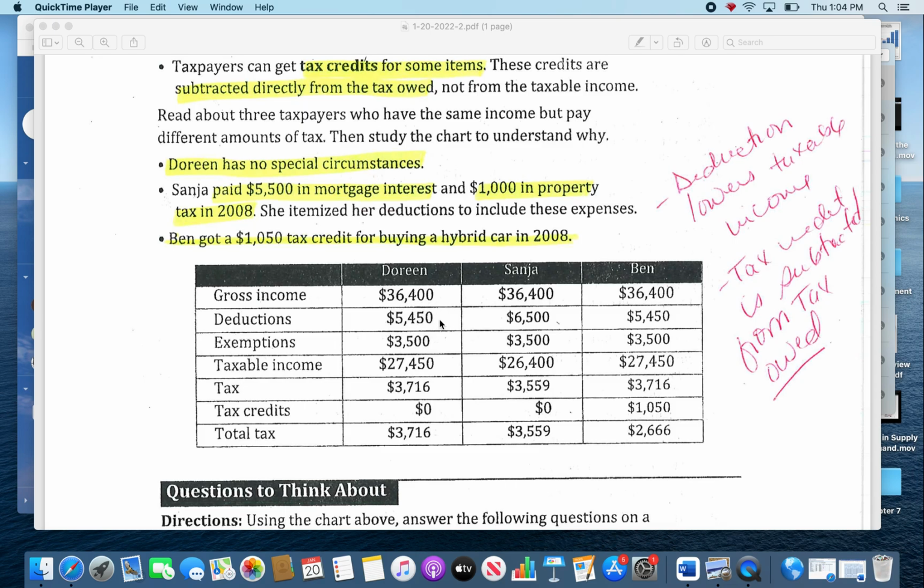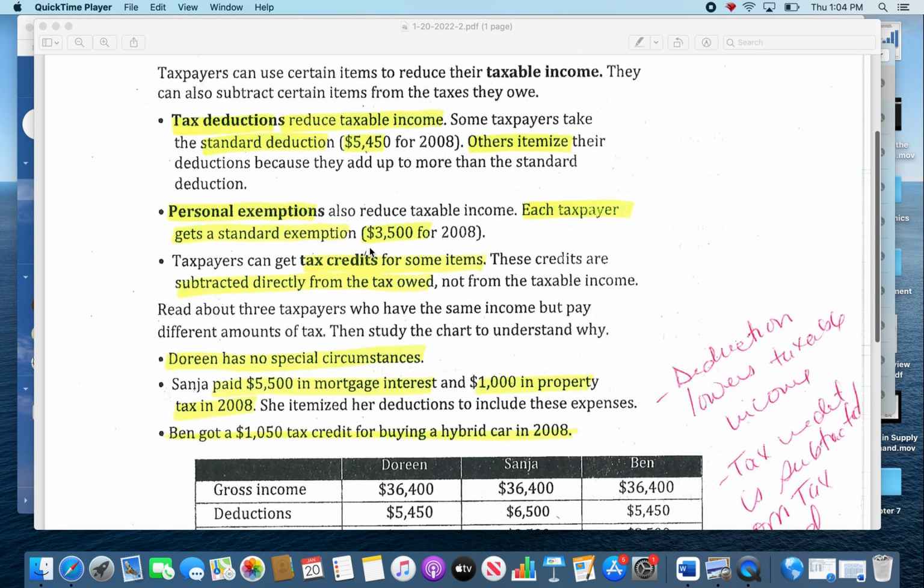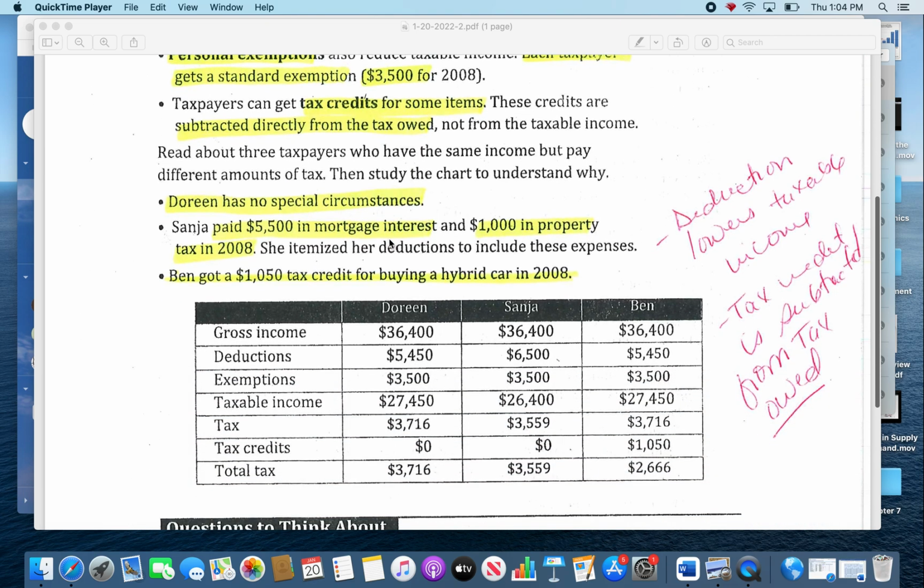So she didn't have enough deductions, so she's using the standard deduction of $5,450. Since there's only one person, she's single, so she gets to subtract the $3,500 personal exemption. So this was her income. She gets to take off the standard deduction, and then the exemption for herself. So her taxable income is lowered to $27,450. You look that up on the tax table. She owes $3,716. She didn't buy anything or do anything that gives her any tax credit, so her total tax bill is $3,716.